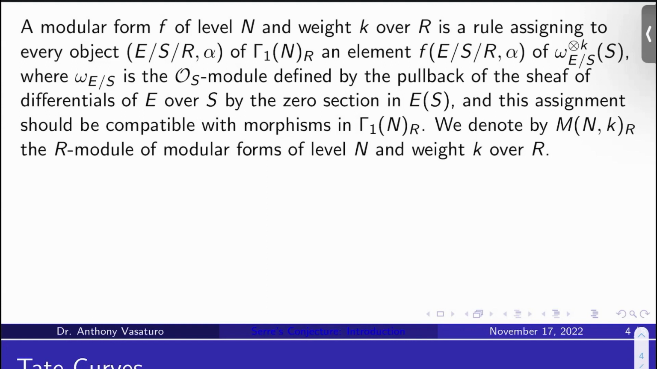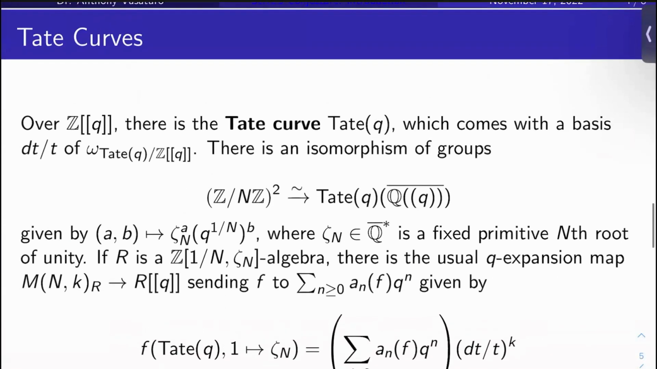Okay, so I'm going to denote suggestively by M_k(N; R) the R-module of modular forms of level N and weight k over R. This is notation we're used to from chapter 3. Kind of a messy slide, but just bear with me. This will come to light on the next slide.